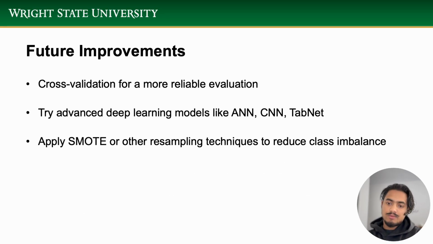For future improvements, we can use cross-validation to get a more reliable estimate of how well the models generalize. Another direction is to explore deep learning models such as artificial neural networks (ANN), or even modern architectures like TabNet, to see if they outperform classical machine learning on this dataset. Since medical datasets sometimes suffer from class imbalance, techniques like SMOTE can be applied to reduce bias toward the majority class.